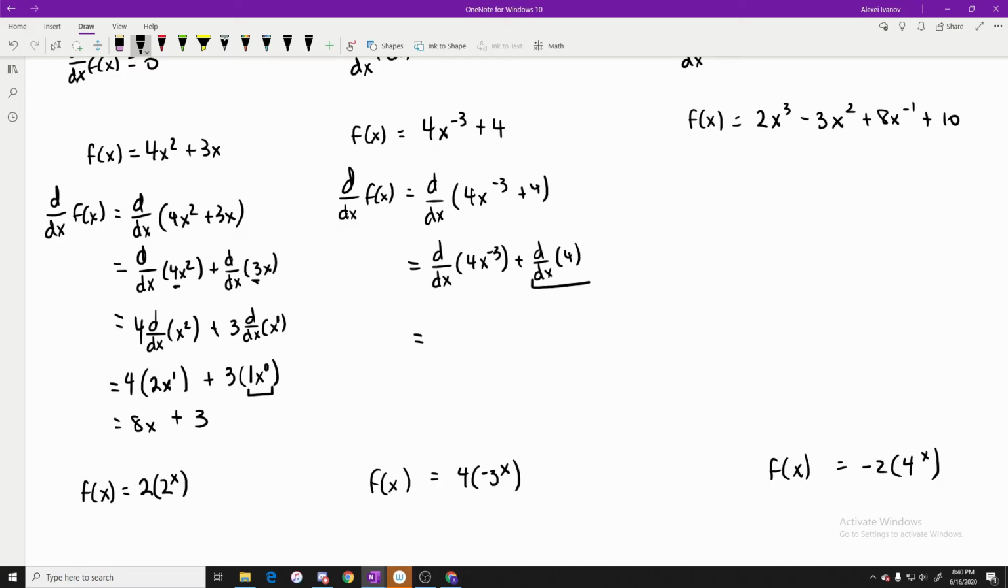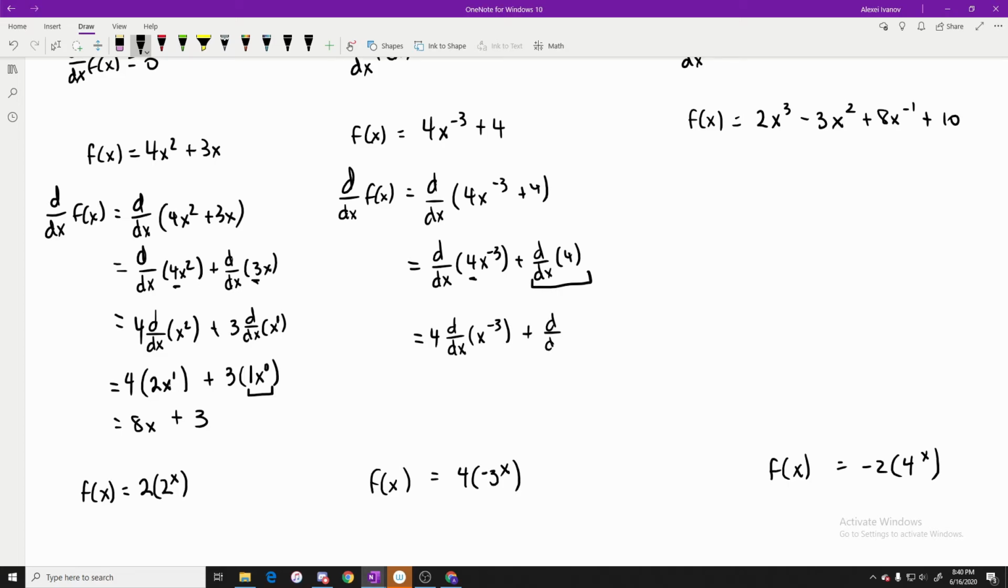Now, this second piece right here is the derivative of a constant. So we know that already. However, this one we can apply further steps, and basically we know that this is a constant multiple of a function, so we can move that constant multiple out of the derivative function and just keep it like this.